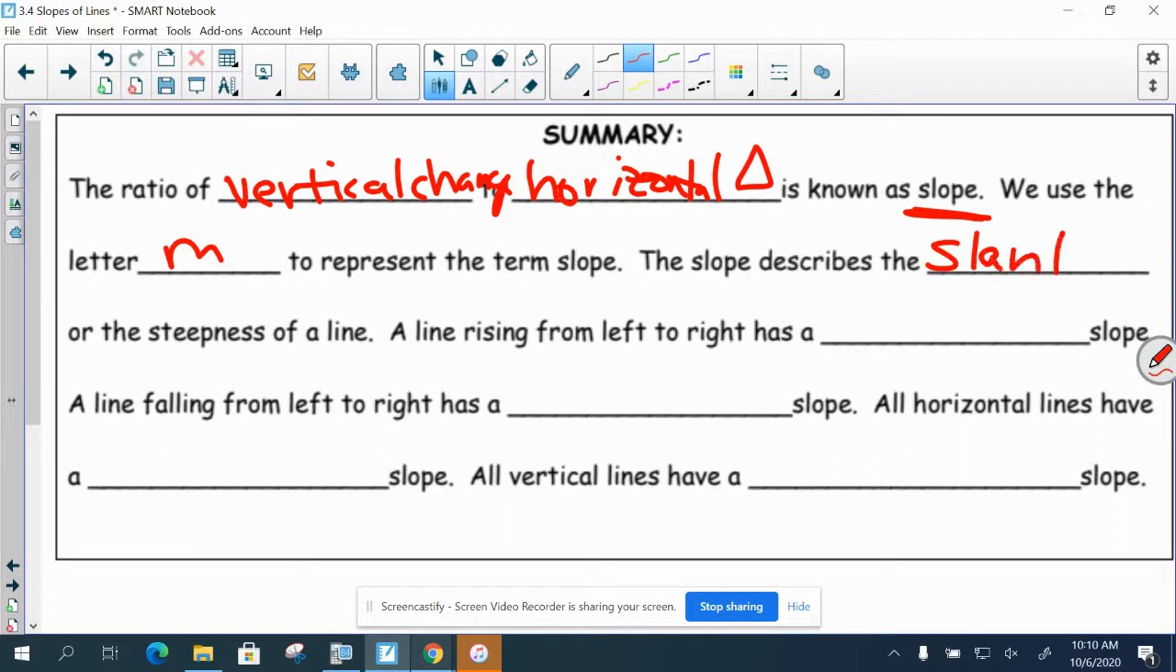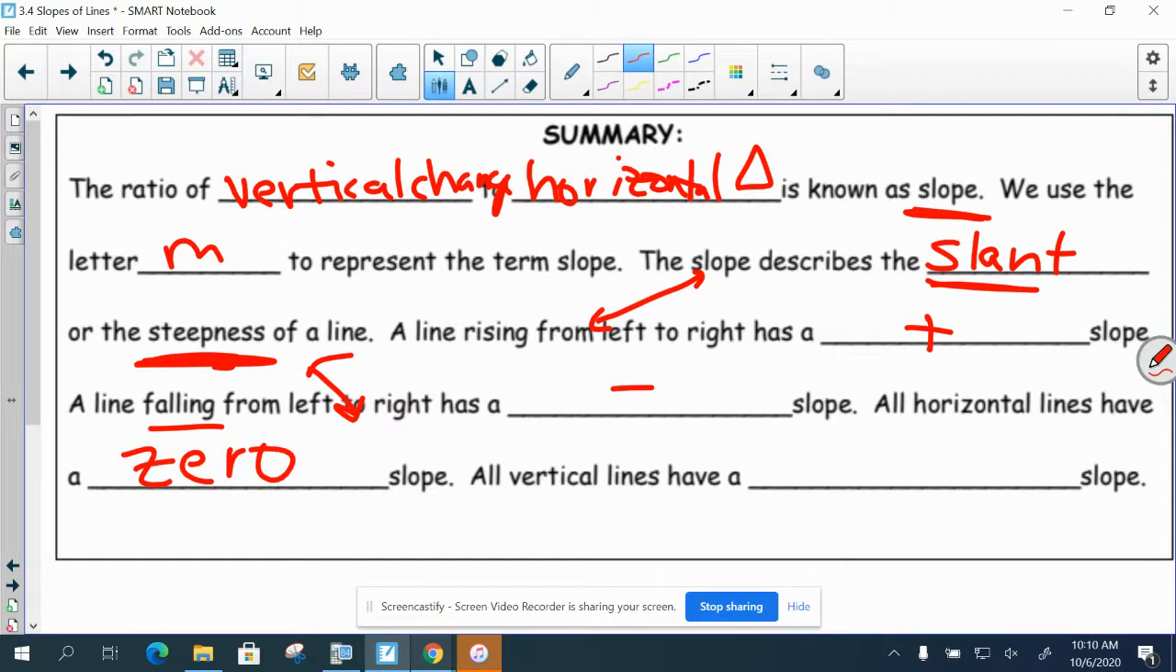Also, if there's a sentence in here that you're like, yes, Mrs. Wilk, that's obvious, I know that, then feel free to skip it. You don't have to write it down. Slope describes the slant or steepness of a line. Okay, so maybe that is important. Slant, steepness, how steep a line is. A line rising from left to right has a positive slope, and a line falling from left to right, so going like that, has a negative slope. All horizontal lines have a 0 slope, whereas all vertical lines have an undefined slope.